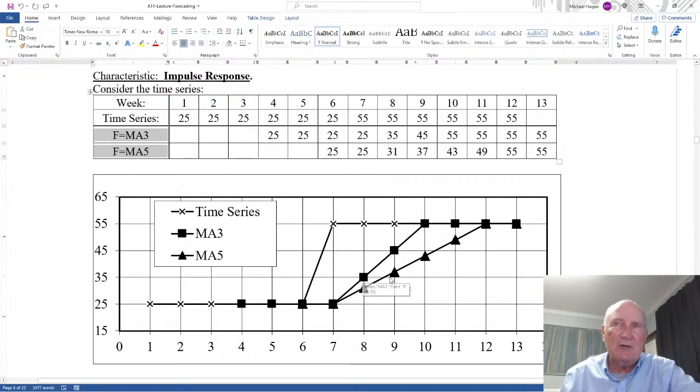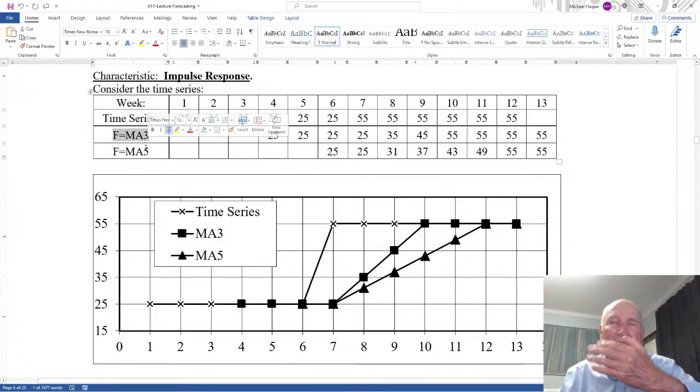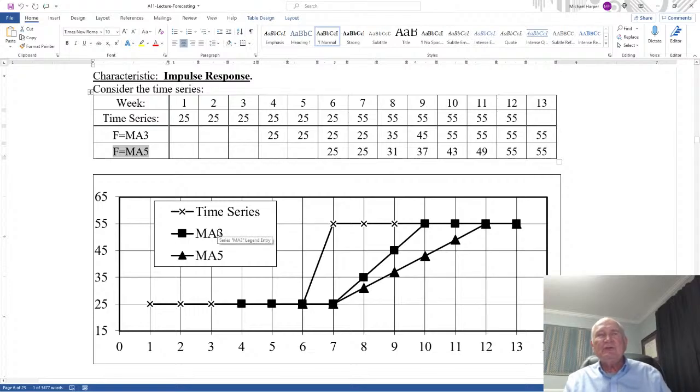And that's the impulse response. The faster the response, the enhanced impulse response. So an MA3 has an enhanced impulse response compared to an MA5. That's impulse response. Why would you use it?